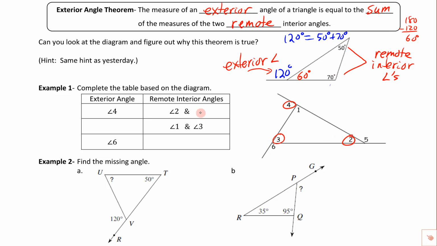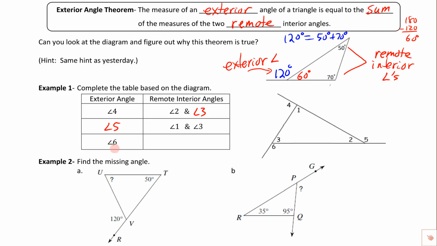I already had 2 in the list, so I'm going to put angle 3 in that list right there. Let's see, angle 1 and angle 3. So those are the remote interior angles, right here. They happen to be next to 4 and 6, so those can't be the exterior angle that we're talking about. They have to be away from that exterior angle, so that would be angle 5. So I'm going to put angle 5 right here.